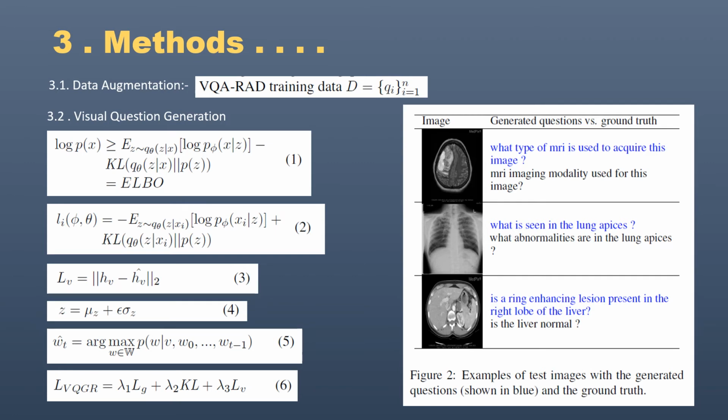And besides, we can see an example figure, the main figure, which is an example of a test image with the generated question shown in blue and the ground truth. That means the first question, the third question, as well as the next question, which is the modality used for this image, and the next image is lung cancer, and the last image is liver normal.